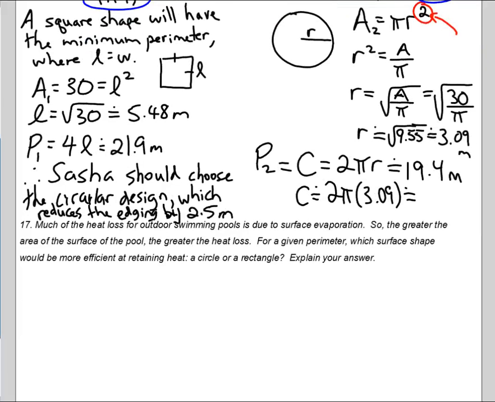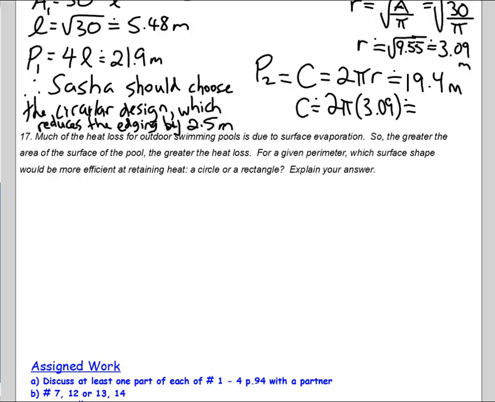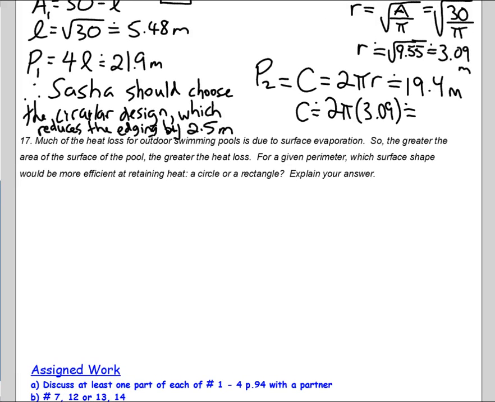Let's move on to number 17, which is the last question. It's not really a numerical problem. We have a swimming pool scenario. And in this case, heat loss is important. Obviously, with a swimming pool, if it's heated, surface evaporation occurs, and then the water has to be reheated as you pump in more. So the greater the area of the surface of the pool, the greater the heat loss. And for a given perimeter, which surface shape would be more efficient at retaining heat, a circle or a rectangle?